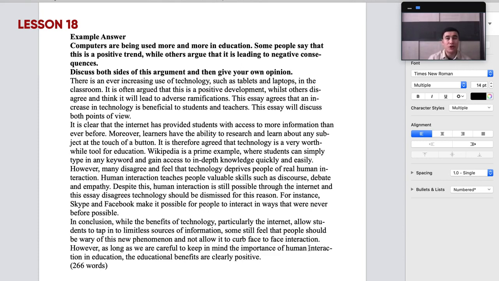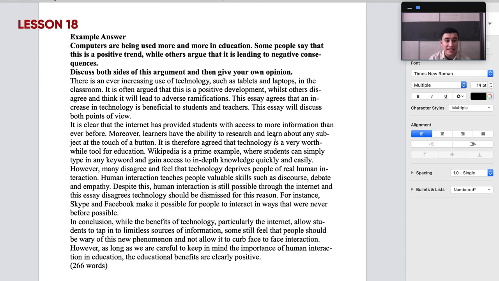This is the first point, the first viewpoint, guys, and now we should explain why we agree, why we disagree with a proper reason. Moreover, learners have the ability to research and learn about any subject at the touch of a button. So, it is therefore agreed that technology is a very worthwhile tool for education. Now you are giving a reason.